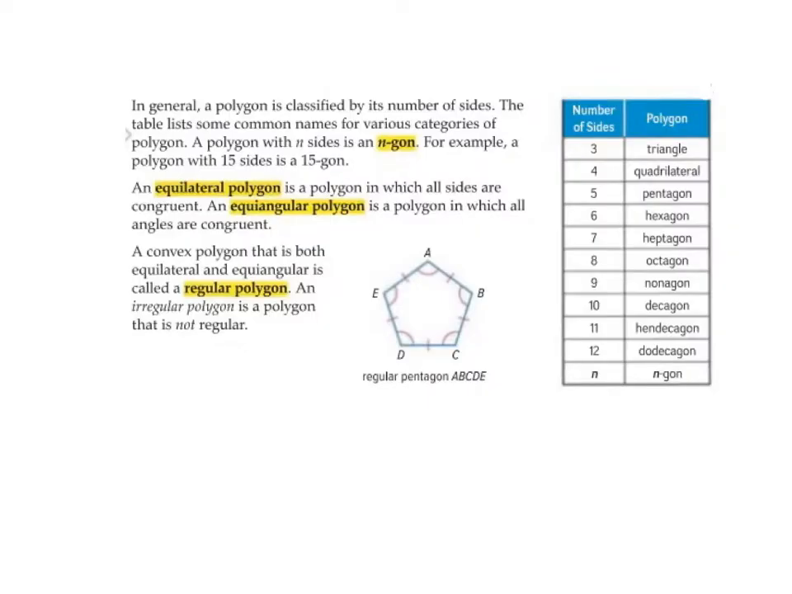Before we move on to any of the examples and questions, here's a list of all the different names of the most regular polygons that you are going to be using. The three-sided is a triangle all the way through to a dodecagon, a 12-sided. But anything above that is called an n-gon. So if you've got a 13-sided figure, you just call it a 13-gon, or a 14-gon, or a 50 billion-gon.